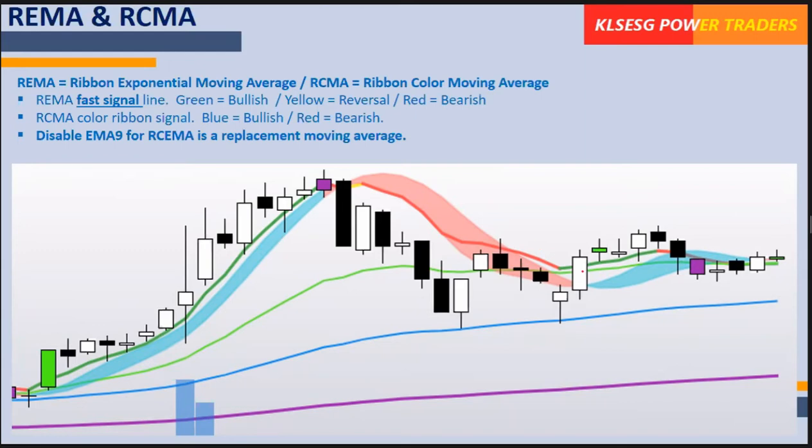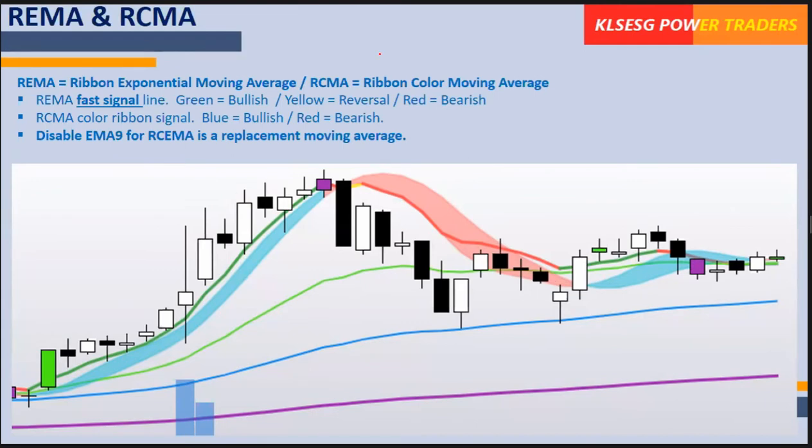It changes colors, very simple, right? Green is bullish, red is bearish. So you won't want to buy when the REMA or the ribbon is red, because it will become a resistance. It will block the price from moving up. It will only go down. Wait until it changes colors, then only you can enter as a support. So this dynamic line and the ribbon act as a support and resistance also. It's a dynamic support and resistance, okay?